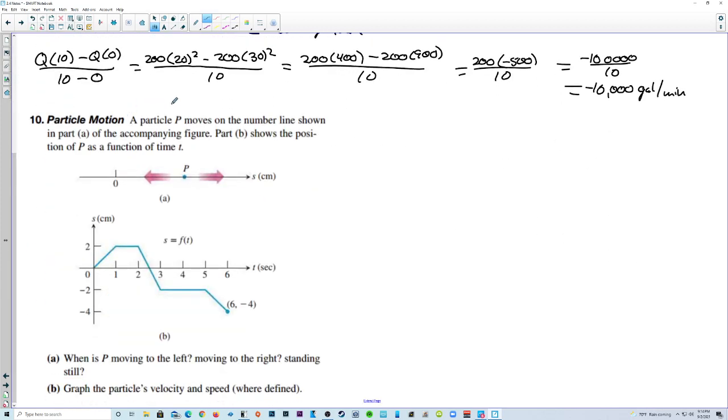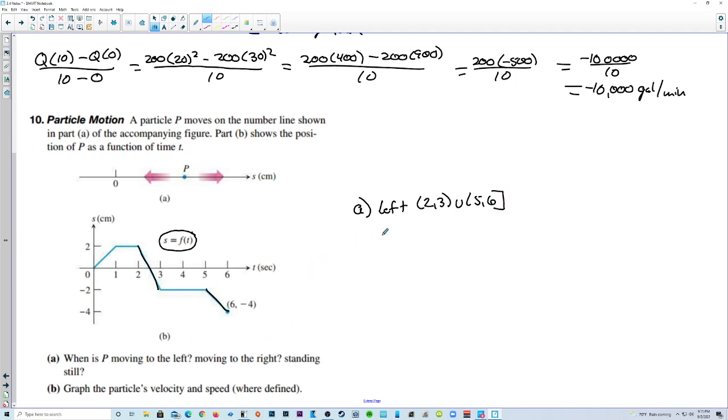A particle P moves on the number line shown in part A of the accompanying figure. Part B shows the position of P as a function of time t. So this graph is the position graph. Letter A, when is P moving to the left? So left is going to be where the slope is negative, because that's the velocity. So 2 to 3 and 5 to 6.